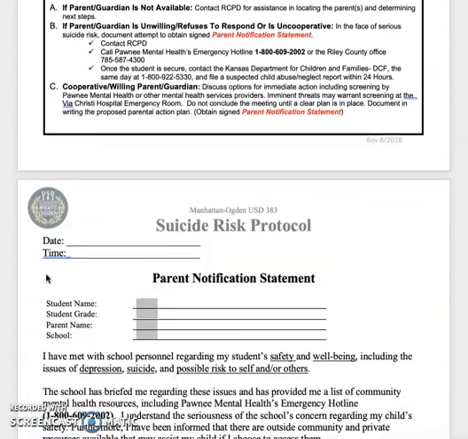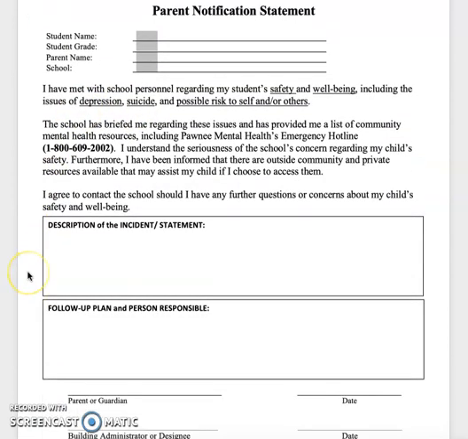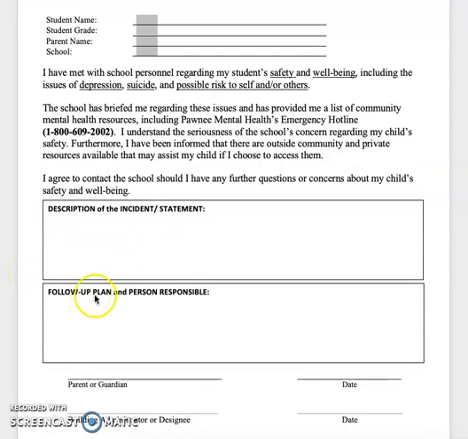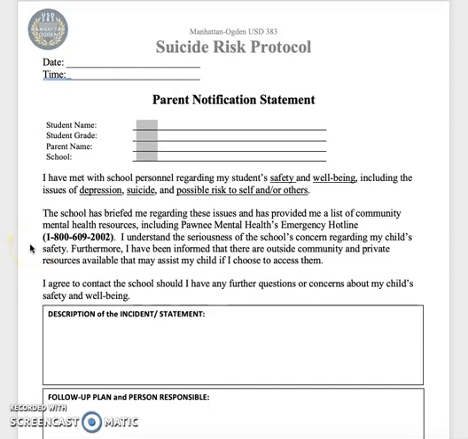If we scroll down to the second page of this document, we get the actual risk protocol, where we put in our information, the description of the incident, the follow-up plan. Again, this part of the document is purely for administration and support staff, such as counselors. It is not for a teacher to fill out.